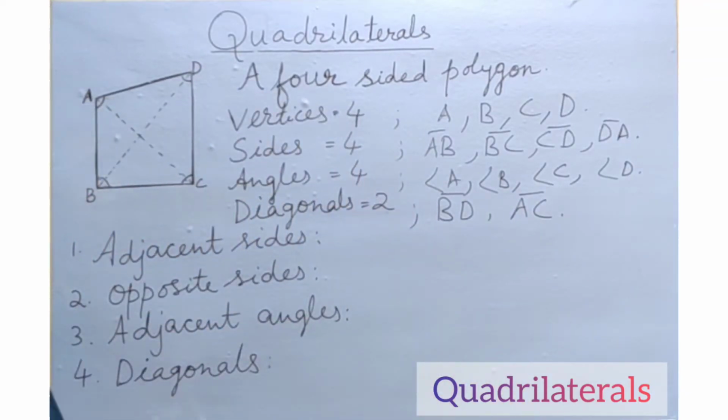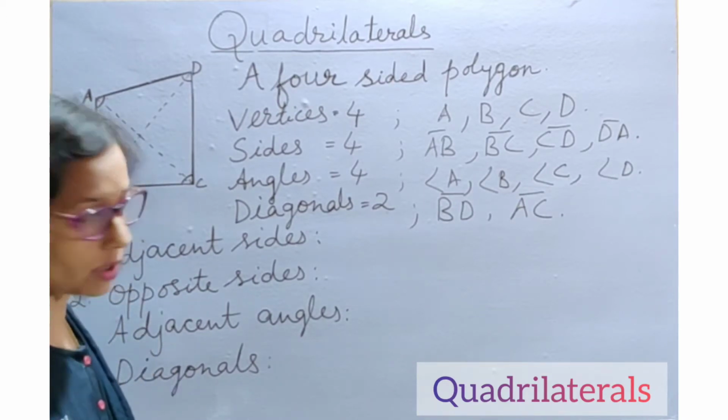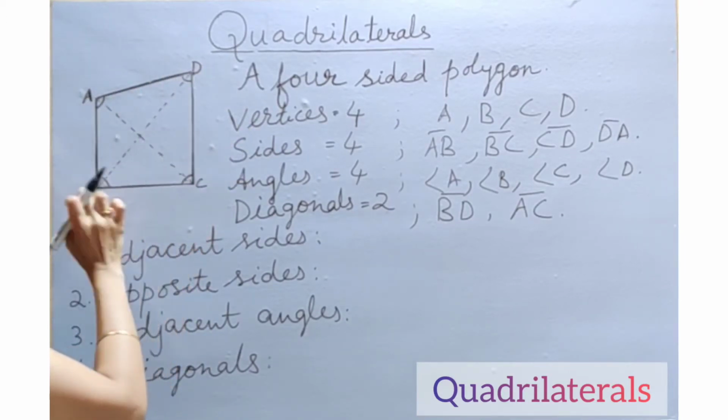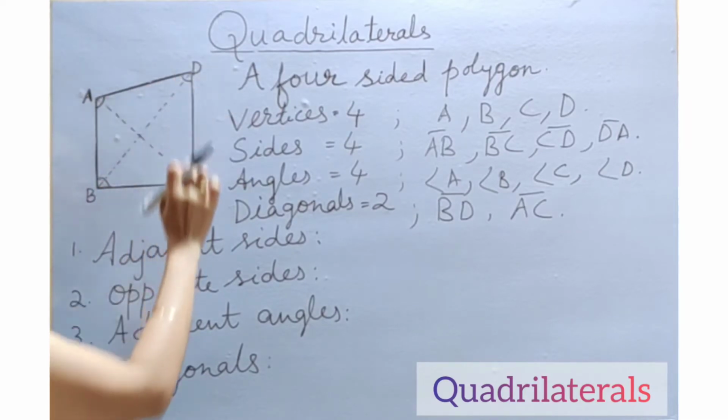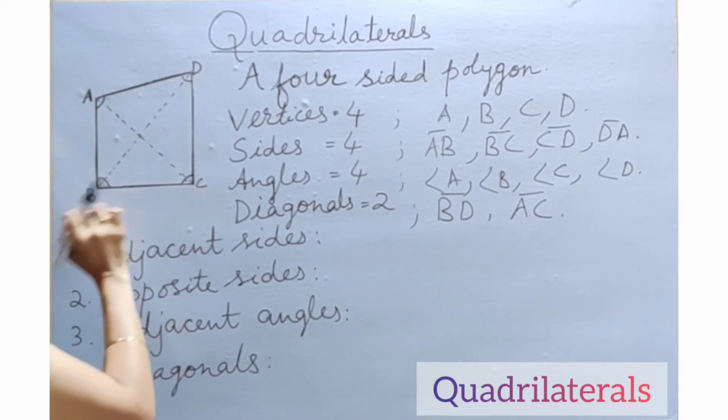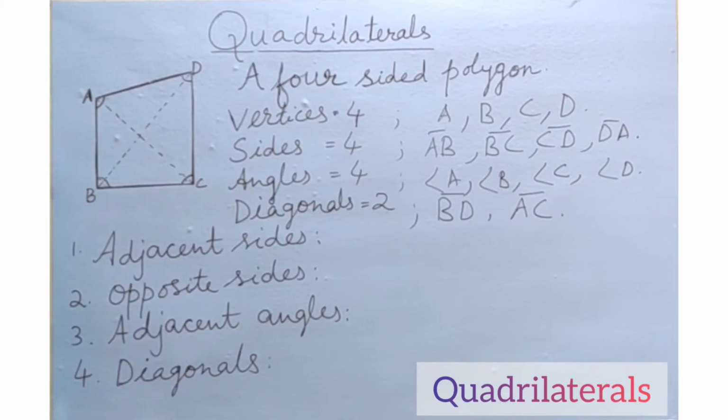So we know this is a quadrilateral which is made up of 4 sides, or you can say in short a 4-sided polygon, which has 4 vertices 1, 2, 3, 4, 4 sides 1, 2, 3, 4 and 4 angles 1, 2, 3, 4.